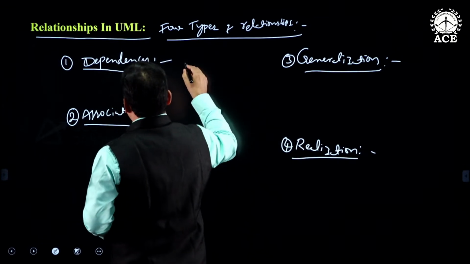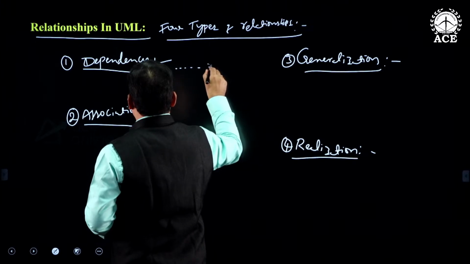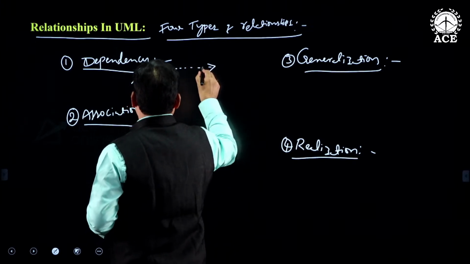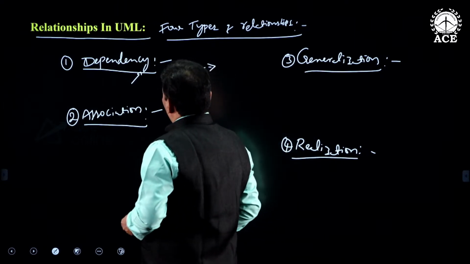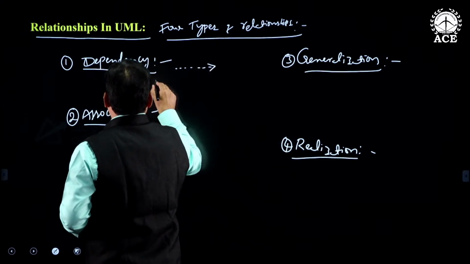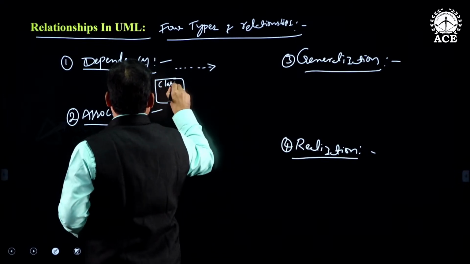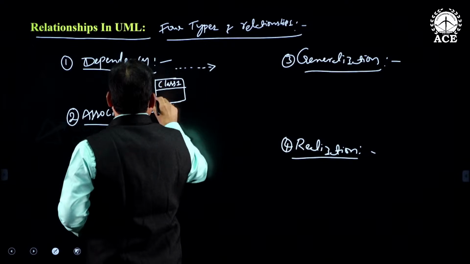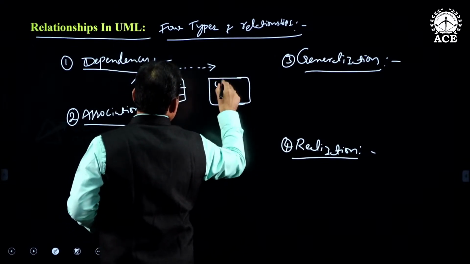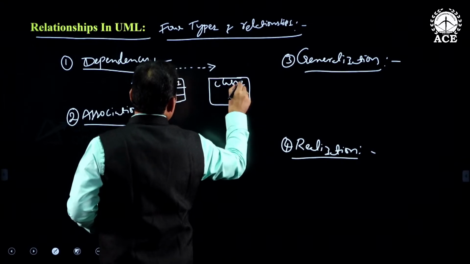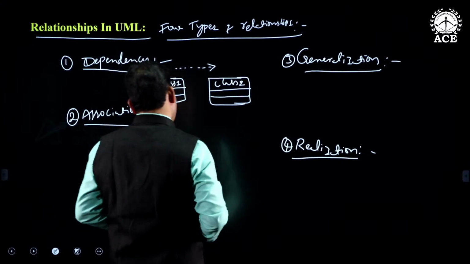What is the graphical representation of dependency in UML? This is the graphical representation of dependency in UML. Now observe, let's take that there are 2 classes. Class 1, with attributes and operations. Here is one more class, Class 2, with attributes and operations. These are 2 classes, right?